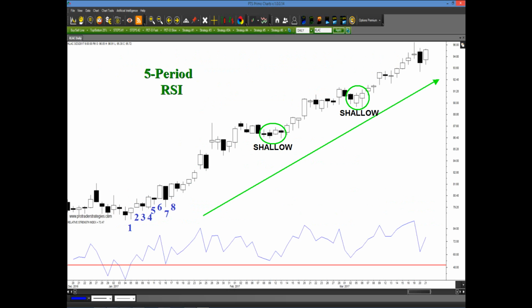As we see here in KLAC, we have a nice strong trend going up, and the sell-offs aren't very strong. They last for only a few days, and they're very shallow in their sell-off.